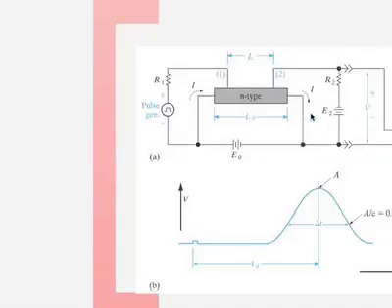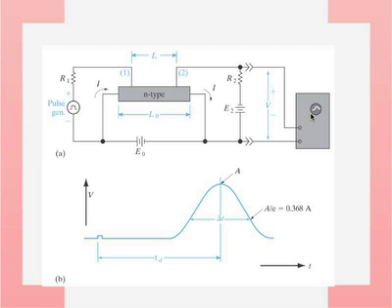Okay, let's look at the experiment. This is what it looks like. So we have an n-type bar, as we saw before. You have voltage being applied and a current flowing. Straightforward so far.